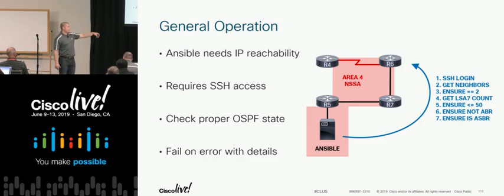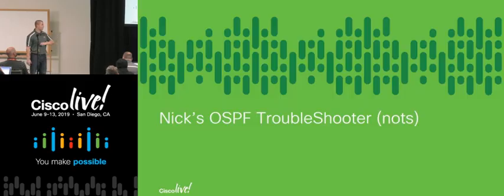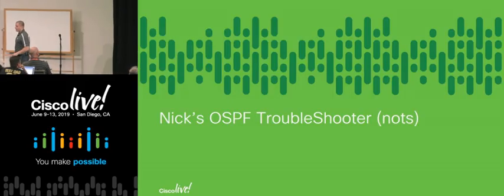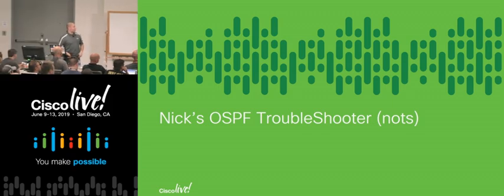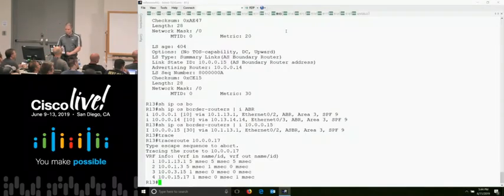We can also check other things. There's a whole lot of things that get checked. I'm not going to go through all of them, but this is the high-level operation. So I'm super creative with my naming, so I called it NOTS, so Nix OSPF Troubleshooter, haha. So let's take a look at how it works.